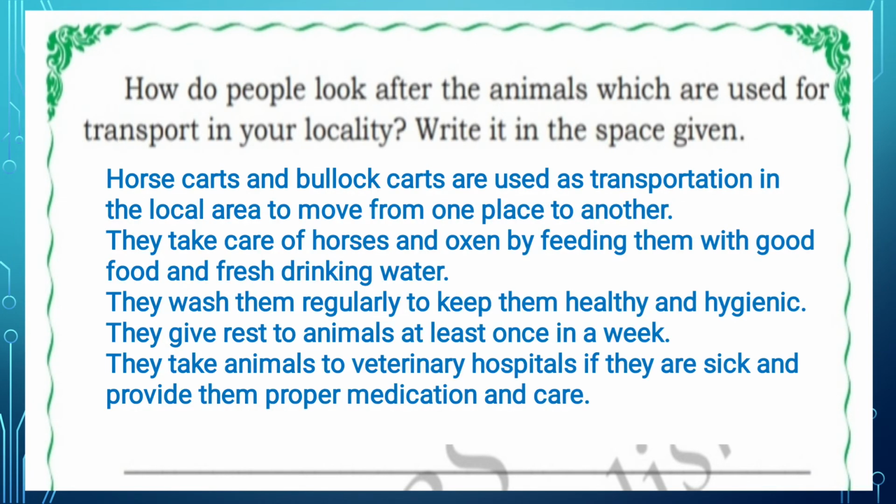Let's see the answer. Horse carts and bullock carts are used for transportation in the local area to move from one place to another. They take care of horses and oxen by feeding them with good food and fresh drinking water. Ox is singular and oxen is plural. How do they feed them? By feeding them with good food and fresh drinking water.